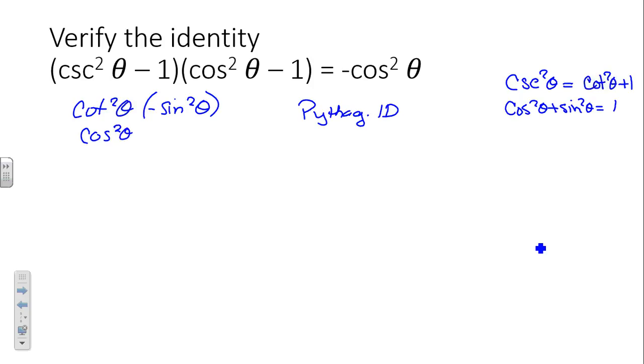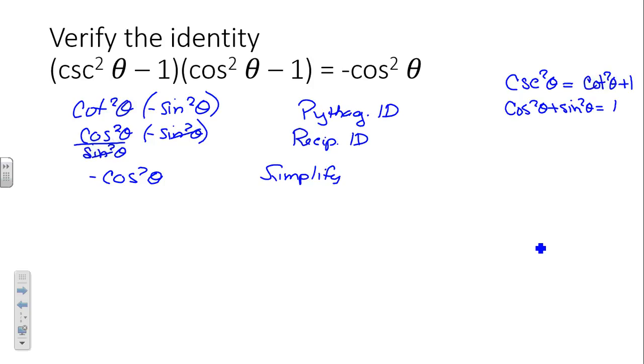Good. Cosine squared over sine squared is our cotangent squared. Reciprocal identity. Absolutely. And what are we left with? Not too bad, right? Okay. Next one.